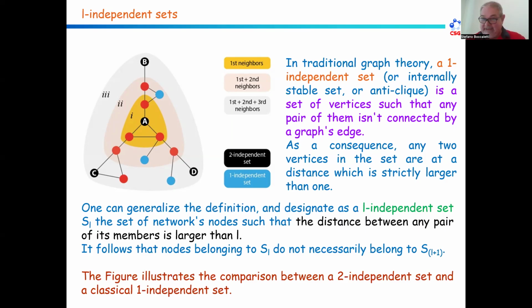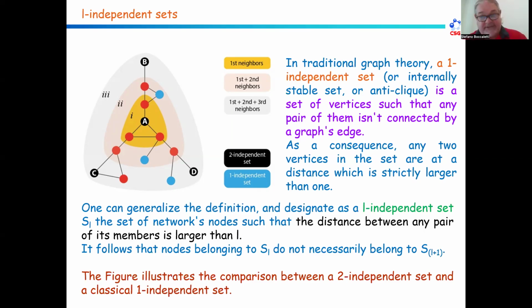So it is clear, therefore, that you can define an L independent set, and it's clear that if you are a member of S_L, you certainly are also a member of S_(L-1). So if you are a member of the 2 independent set, you are also a member of the 1 independent set.